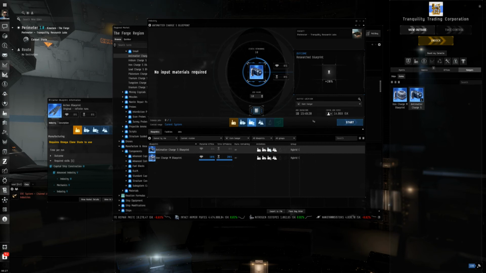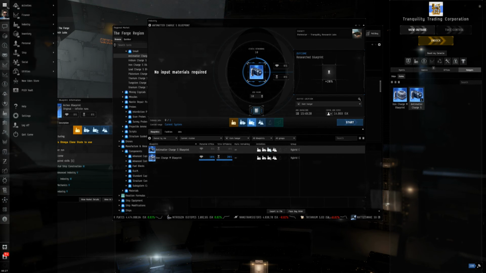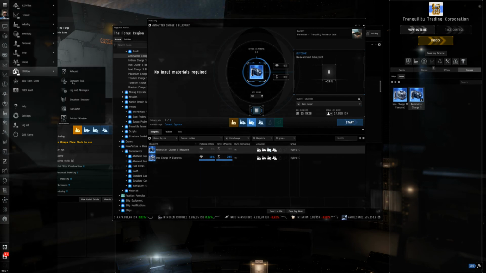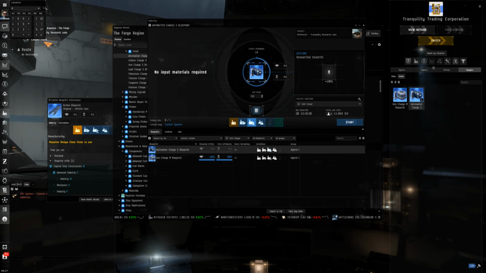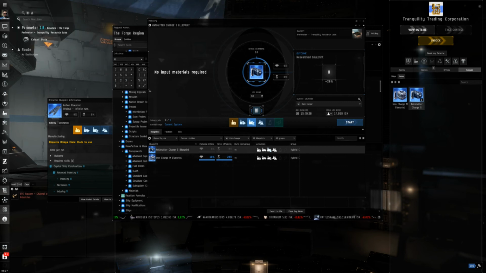At least if you don't have anything else to do with your research slots, because most people tend to calculate how much ISK they earn per hour with this method. You could try to do that as well. Let's bring up the calculator. I hate that it's so small.